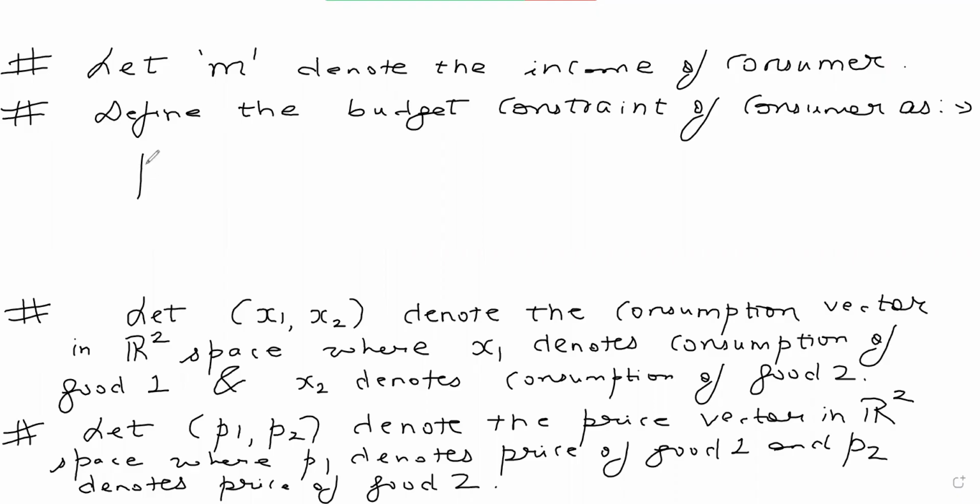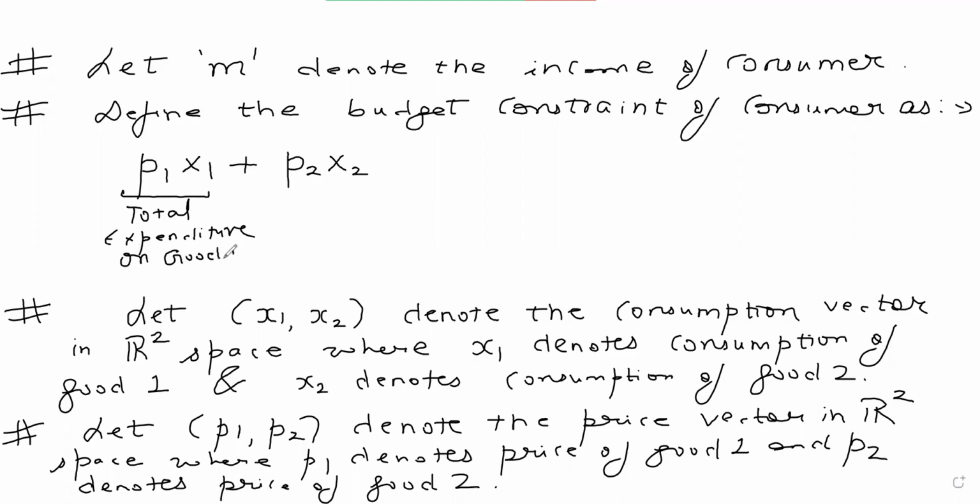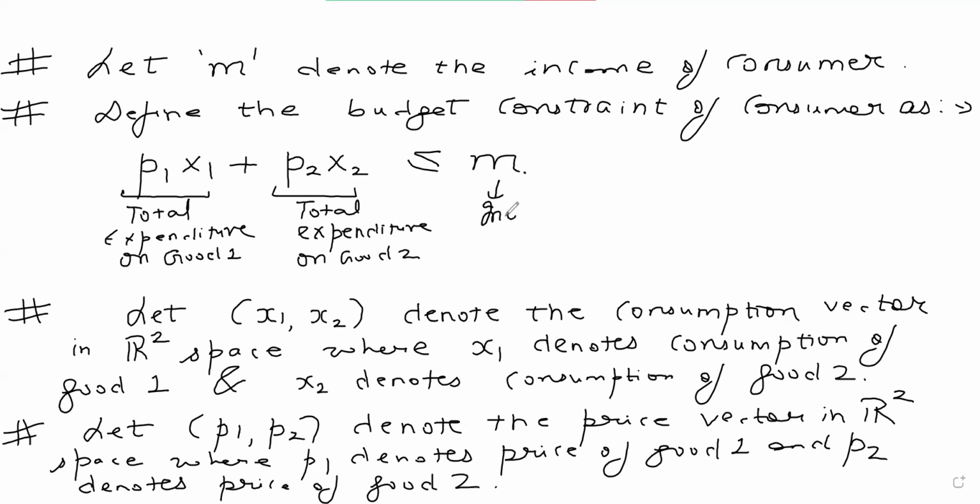total expenditure on good 1, which is P1 into X1, plus total expenditure on good 2, which is P2 into X2. So P1 X1 is your total expenditure on good 1. How much the consumer is spending on good 1. P2 X2 is the total expenditure on good 2. Whenever you multiply price by quantity, you get total expenditure. This should be less than or equal to the income of the consumer. This is the equation of the budget constraint.